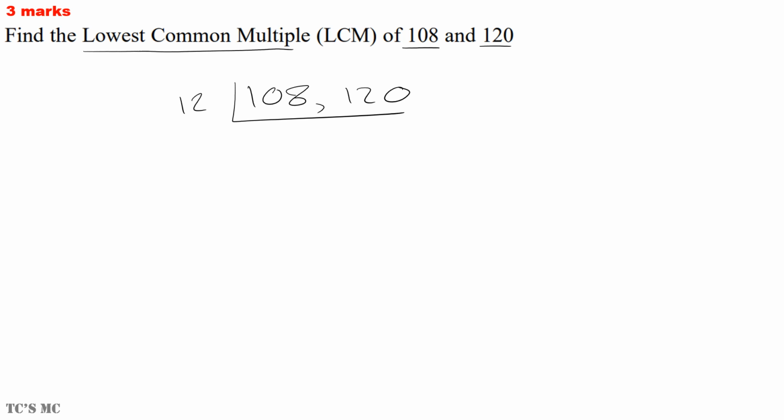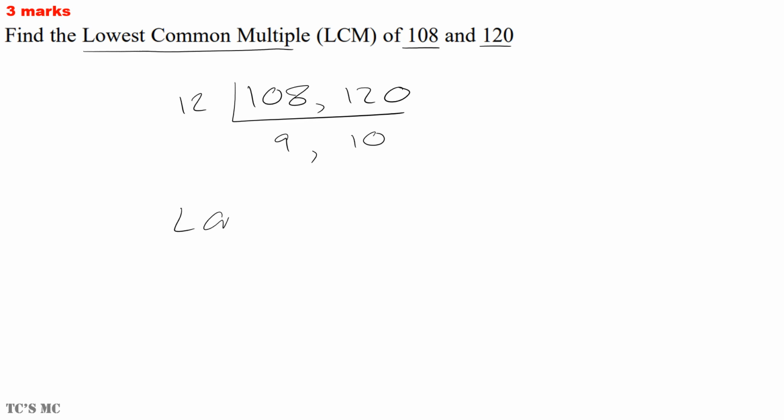individually. 108 divided by 12 is 9. 120 divided by 12 is 10. 9 and 10 do not have any common factors other than 1. So that's where we stop. And now we have 1 mark.